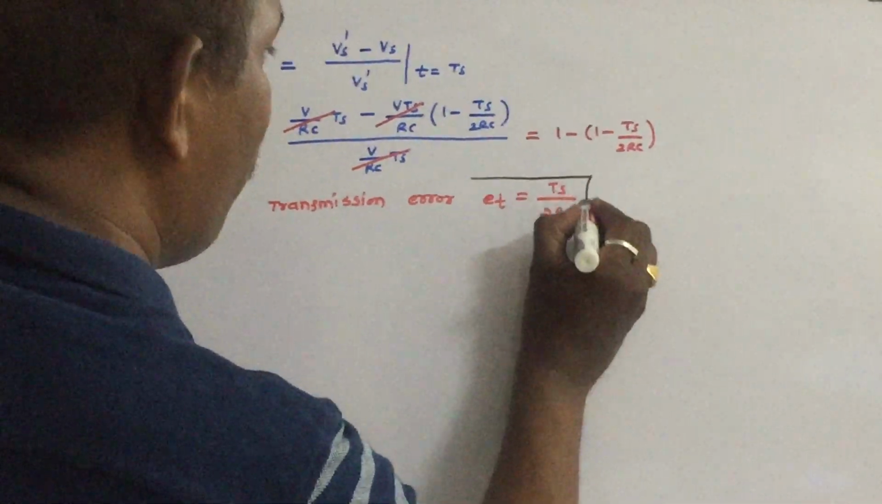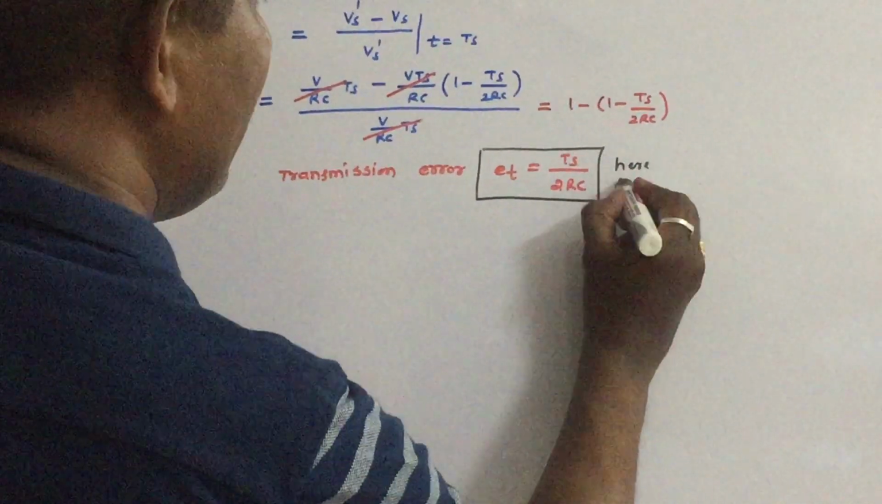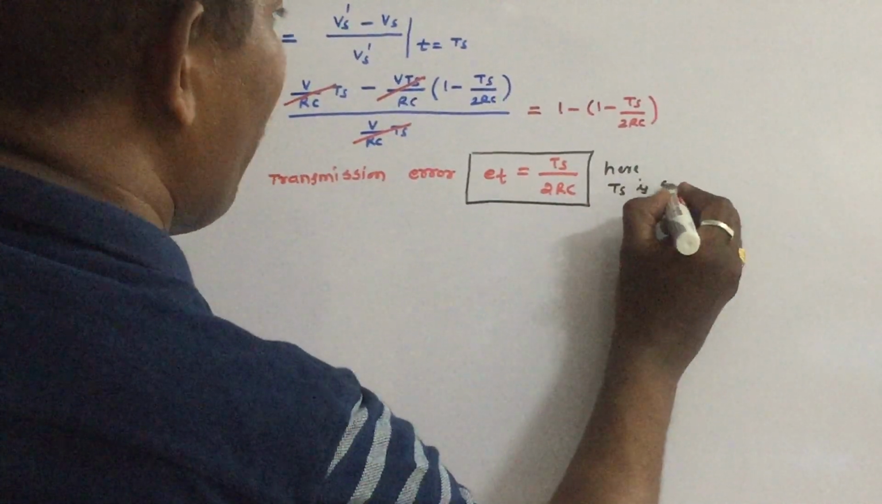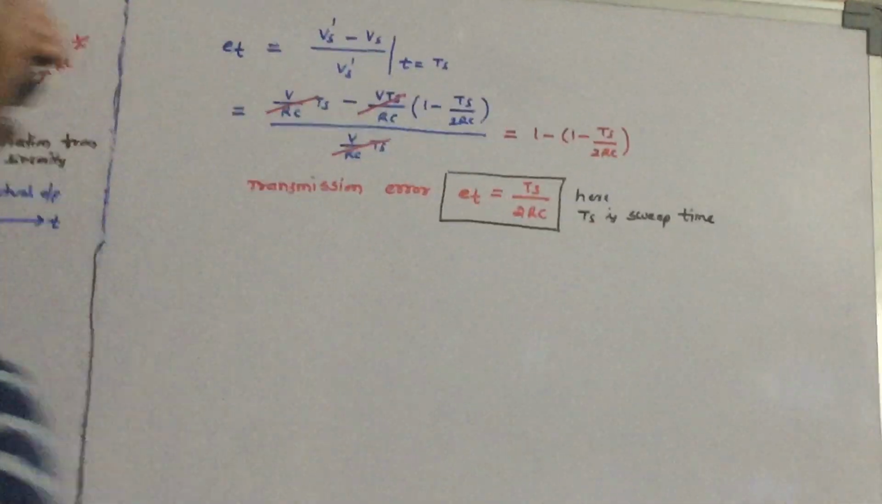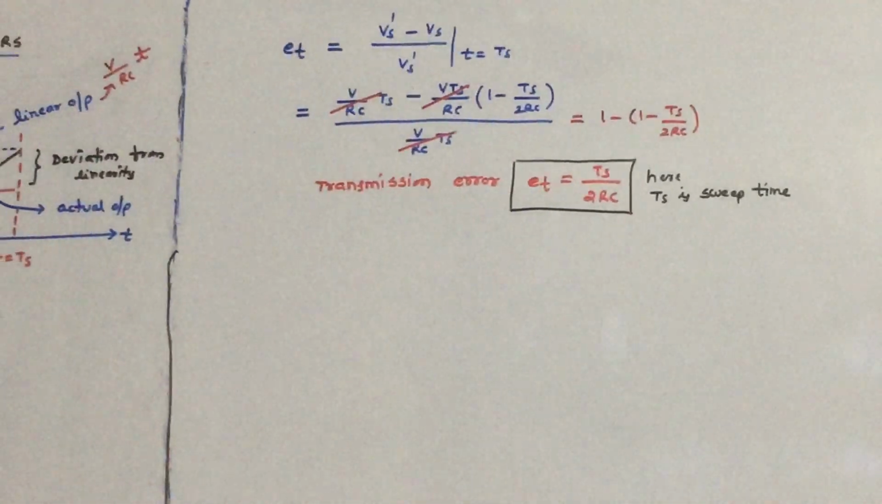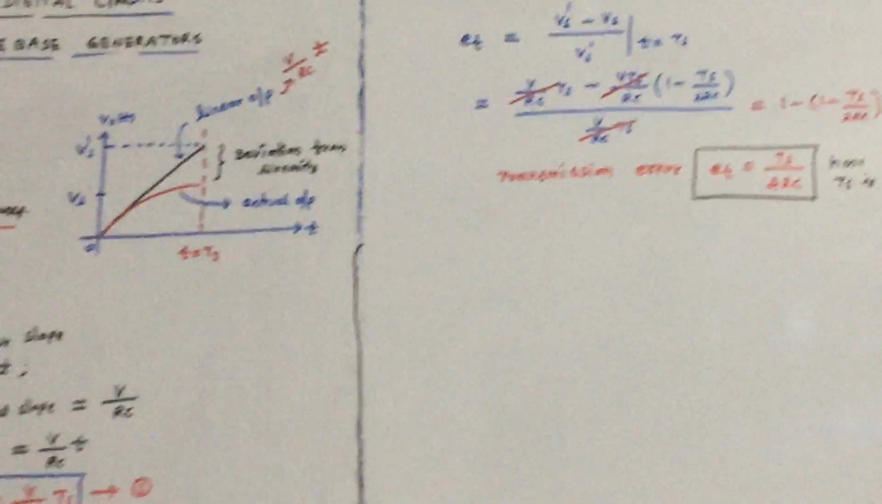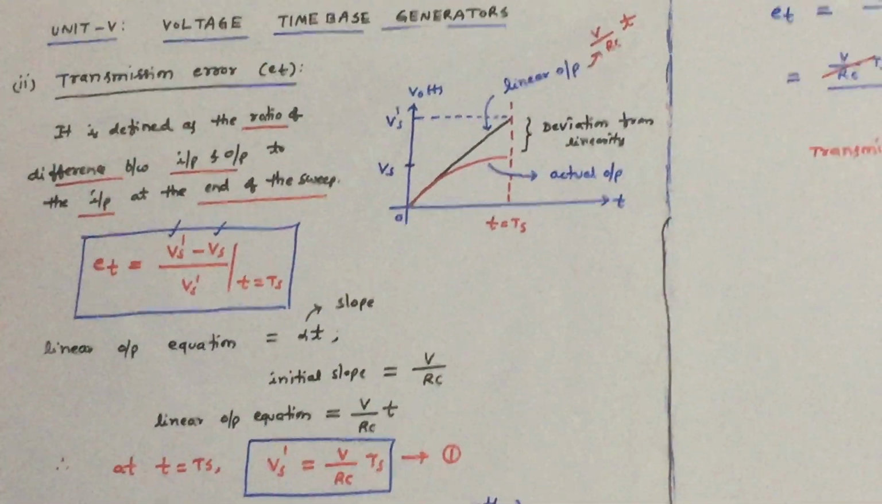So what is Ts in this formula? Very, very important point: here Ts is the sweep time. Remember that, very important word. Here Ts is the sweep time. So this is about the transmission error, which represents the deviation from the linearity.